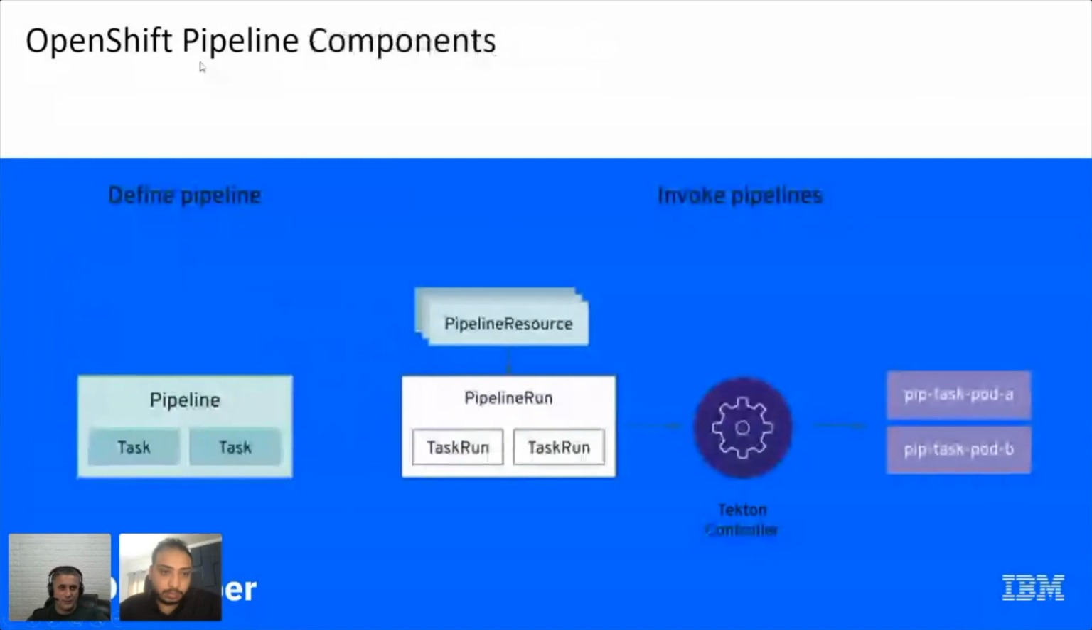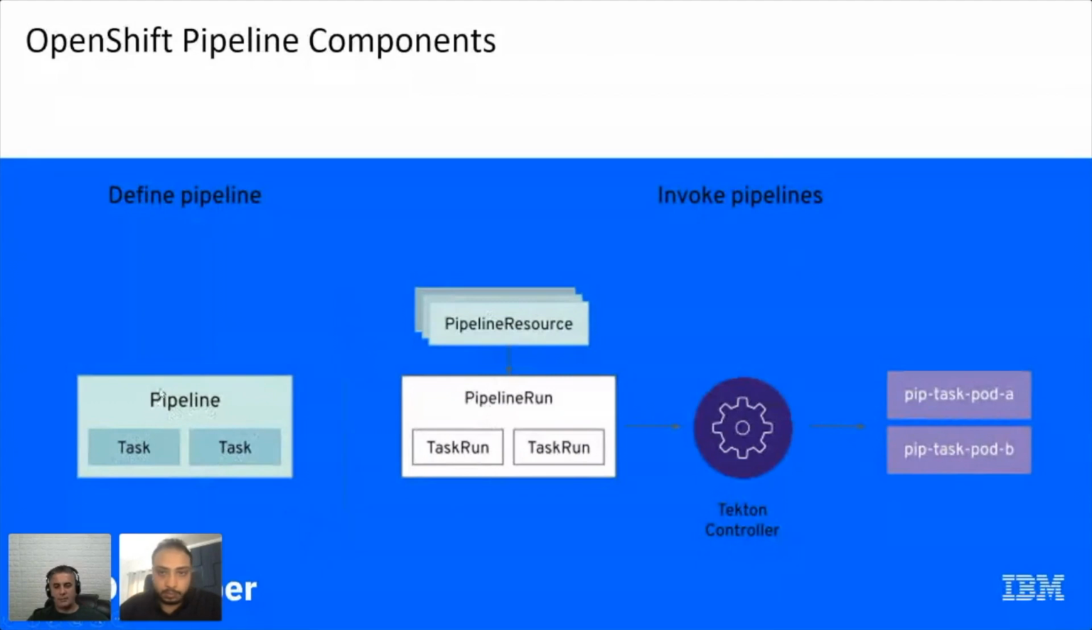All right, so OpenShift pipeline components. So you first define a pipeline. You give it a name, my pipeline, and inside that pipeline you have tasks. One task could be what we call source to image, git clone, build, npm build. These are all the tasks in the pipeline. And then you have pipeline resources.